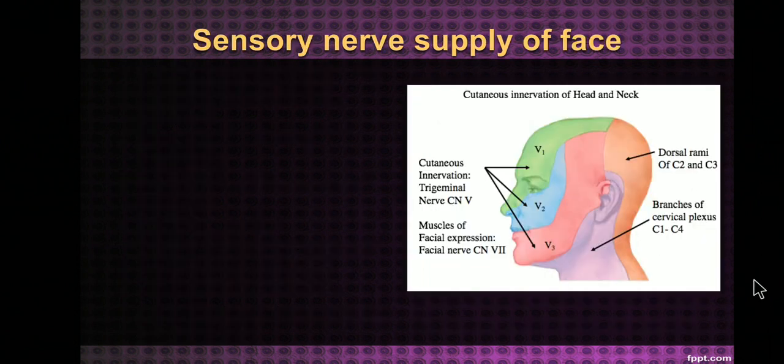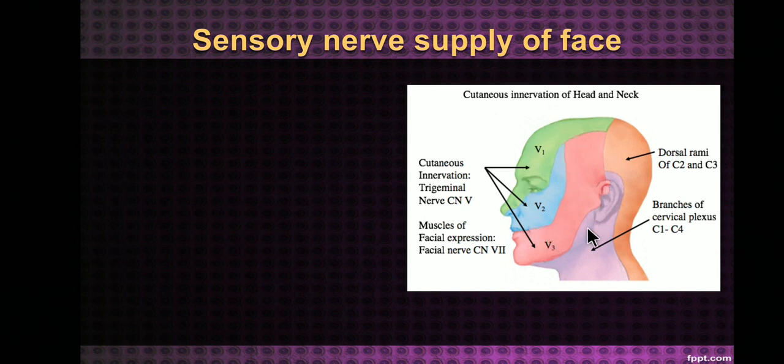Now coming to the cutaneous innervation of the face, I told you it has a very rich sensory supply. It is mainly by the trigeminal nerve. The three divisions of the trigeminal nerve, ophthalmic, maxillary and mandibular, supply a major part of the face and also your scalp. Okay, so the scalp in front of the auricle and a major part of the face is supplied by the three subdivisions of the trigeminal nerve.